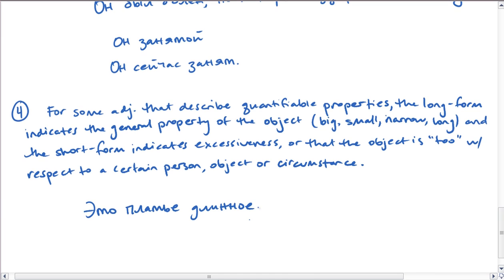So, это платье длинное, right? So, compared to other dresses, that dress is long. Это платье длинно. So, this dress is too long. Natasha. Let's say, this dress is too long for Natasha.